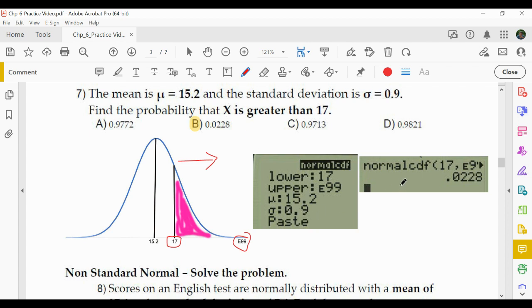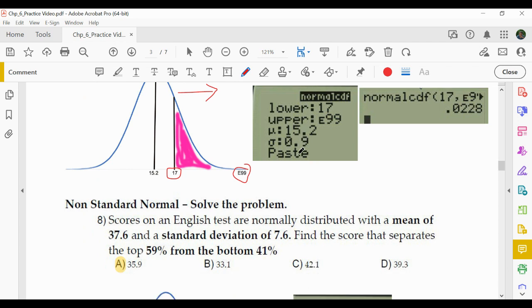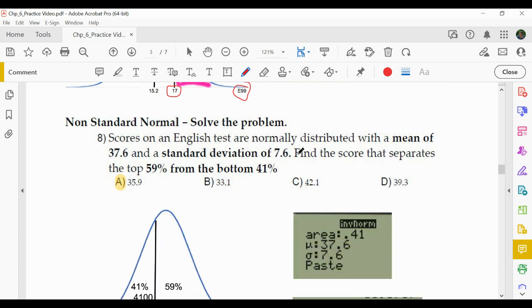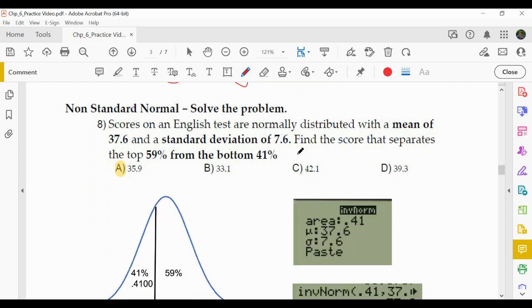Put that in. Normal CDF. And I come back with 0.0228. And this one here is right on the money, which occasionally happens with non-standard normals. Upper and bottom, top and bottom.